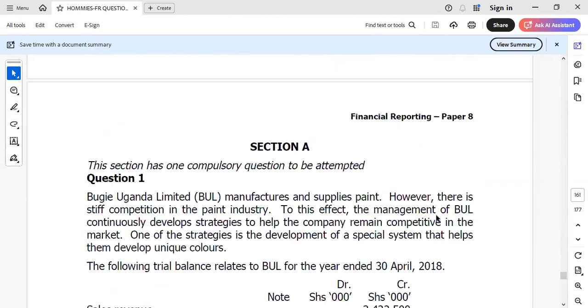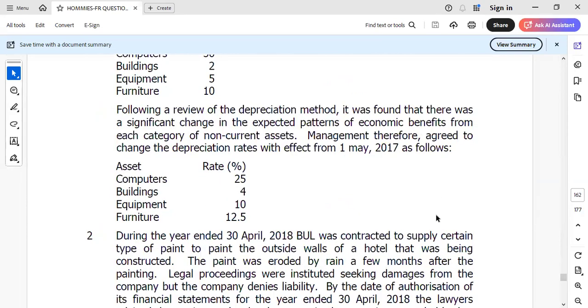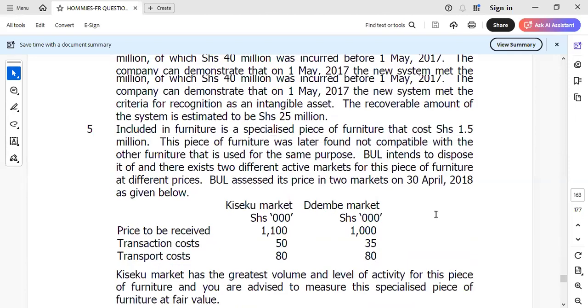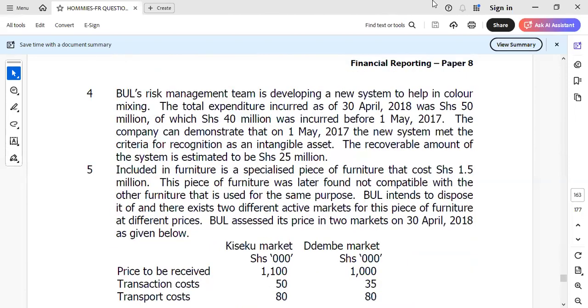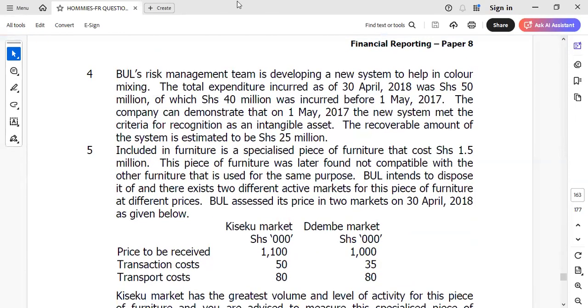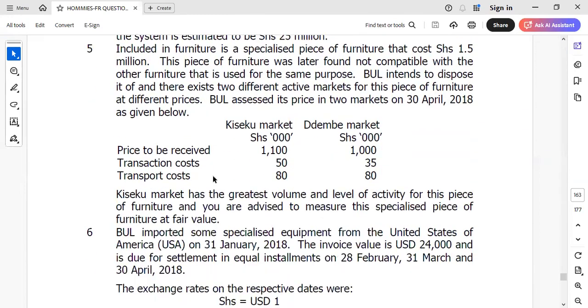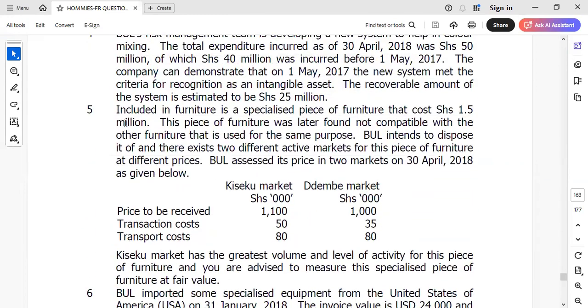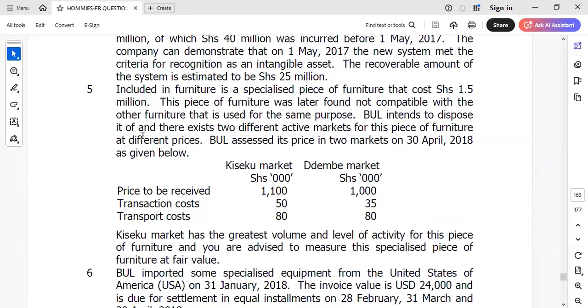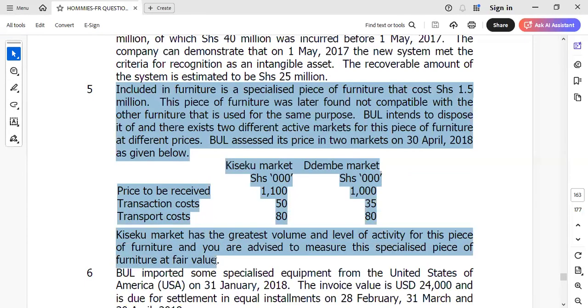May 2018, part of question 1. Okay, part of question 1. So what are we told to do? When you look at this part only, it is going to help you now.